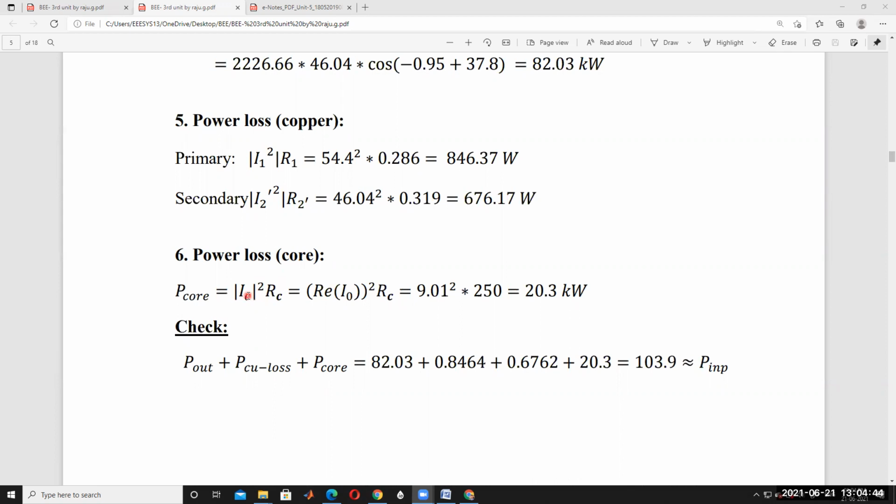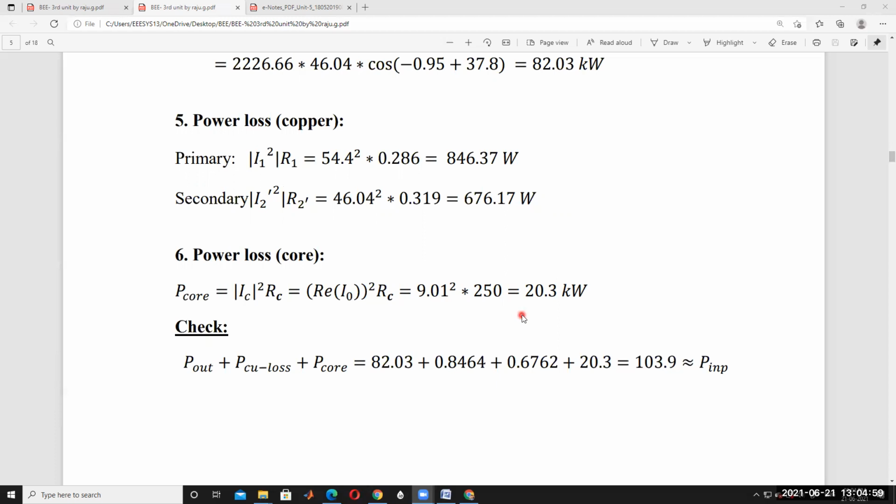Okay, this core loss current IC is nothing but the no load current, that is called I0. Core loss is I0 squared into RC. So I0 is 0.99.01 whole squared into RC. So we'll get it like this.